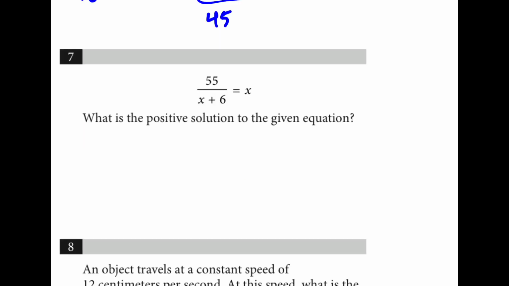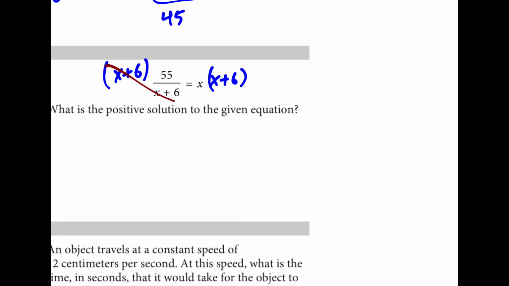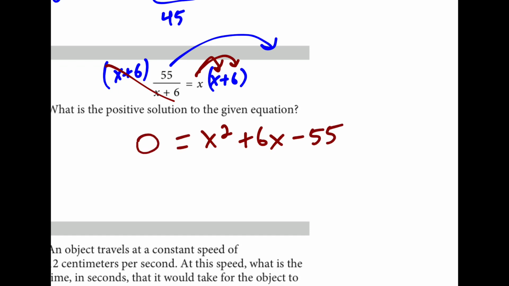To solve number 7, we're going to have to multiply by the quantity x plus 6 on both sides. It cancels out over here on the left. And at that point, we might as well move the 55 over as well, because we're going to set everything equal to 0. So we distribute x times x, and that gives us x squared. X times 6, that gives us 6x. And when we subtract 55, all of this is equal to 0.